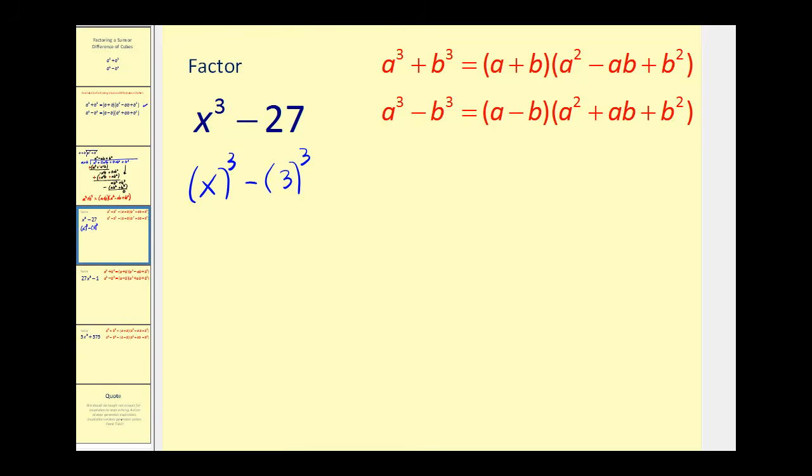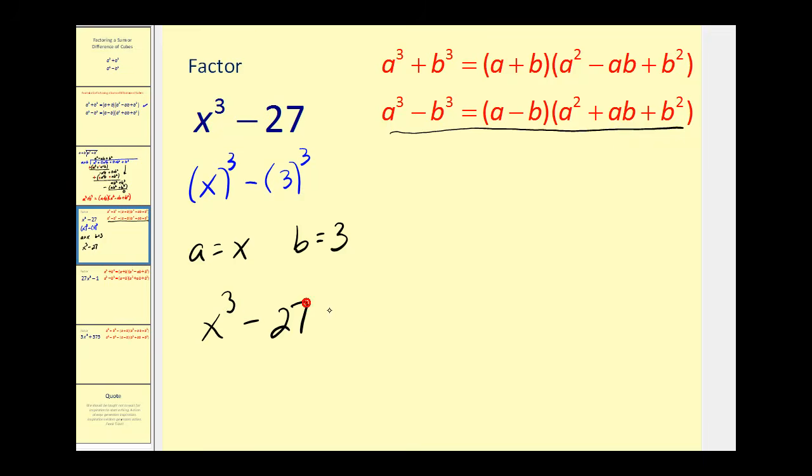So what I like to do is actually list the value of a and b before I use the formula. So looking at the second formula here, we can see that a is equal to x and our b is equal to 3. Let's go ahead and fill out the formula now. X cubed minus 27 must equal a binomial times a trinomial. The binomial is going to be a minus b, that would be x minus 3.